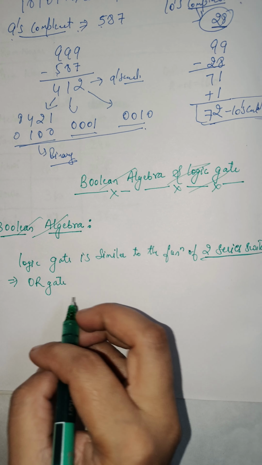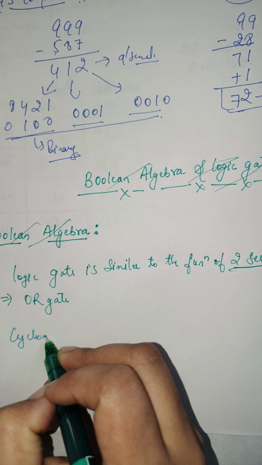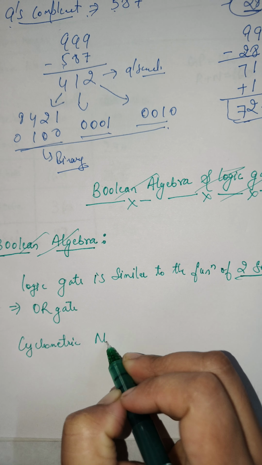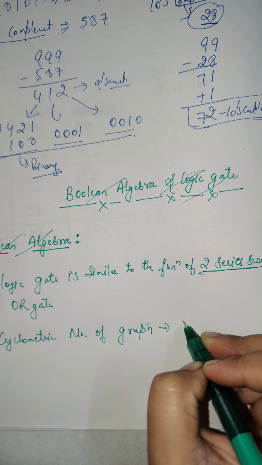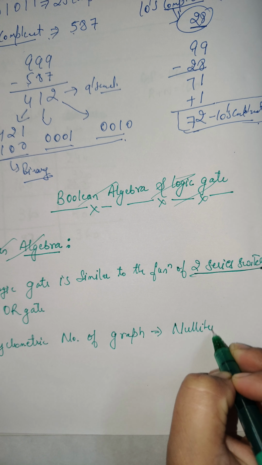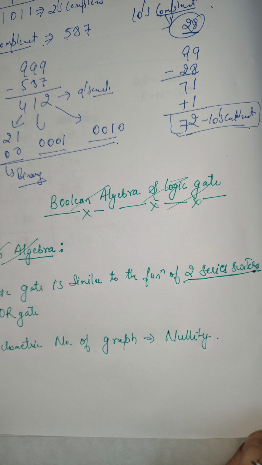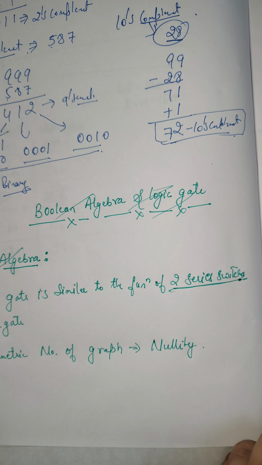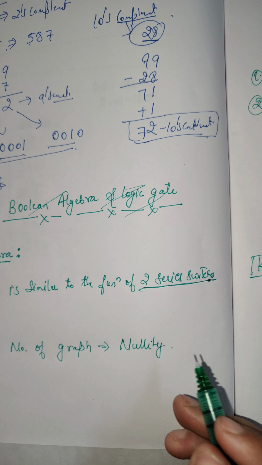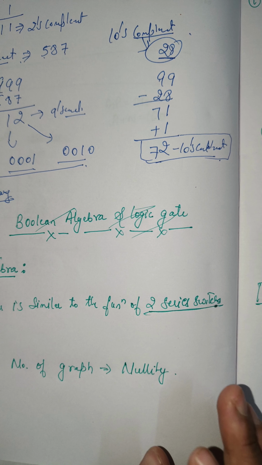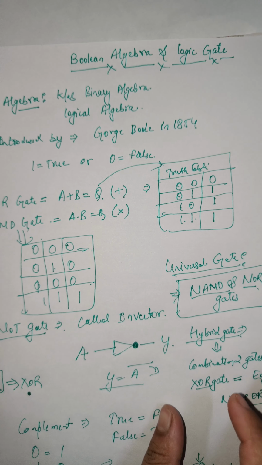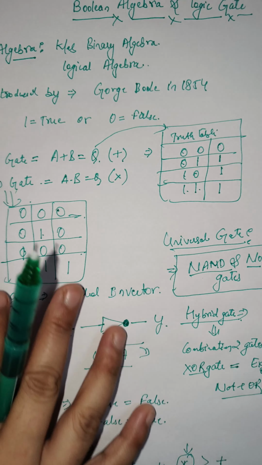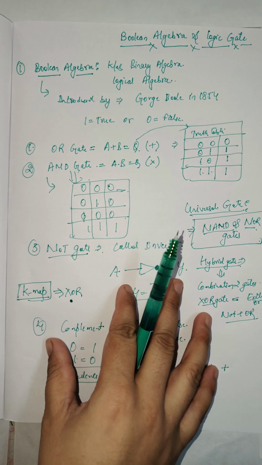Or another question is asked like, the cyclomatic number of a graph is known as nullity. Okay, and that's all. I think that is sufficient about this chapter, Boolean algebra and logic gates. No more questions than these are asked about this. Only these topics are much more important.